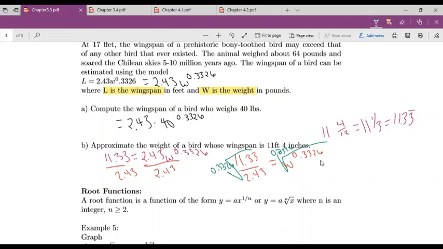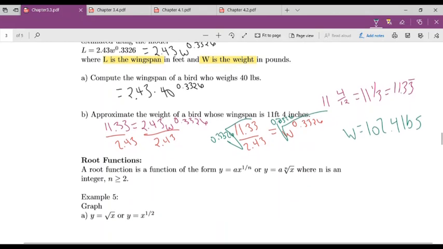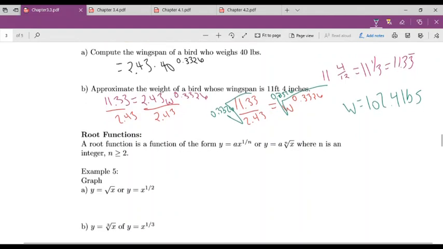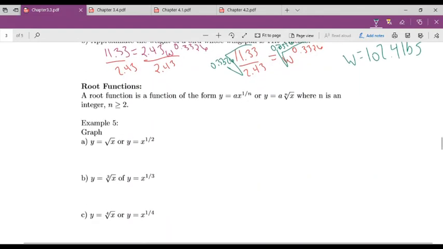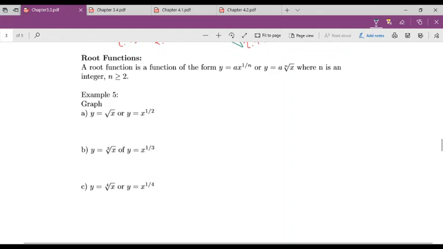So as I said, the answer to this problem here is 102.4 pounds. Okay, so that's quite a big bird. A 102-pound bird that actually flies. That's insane. Next thing we're going to look at is root functions.